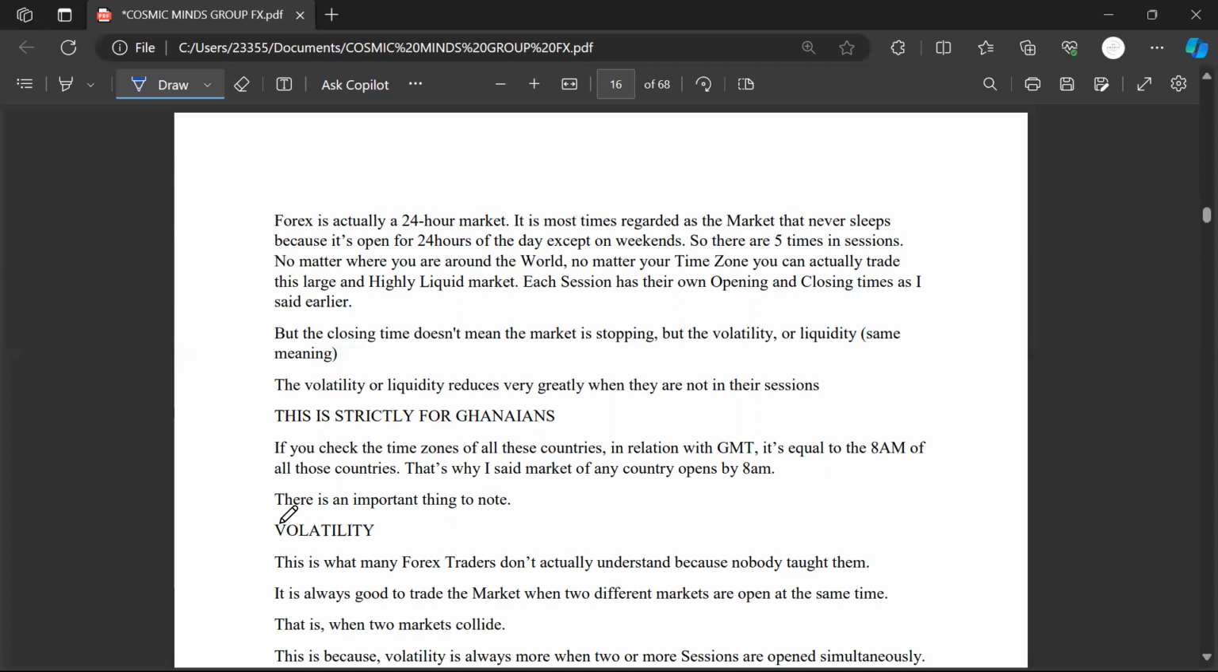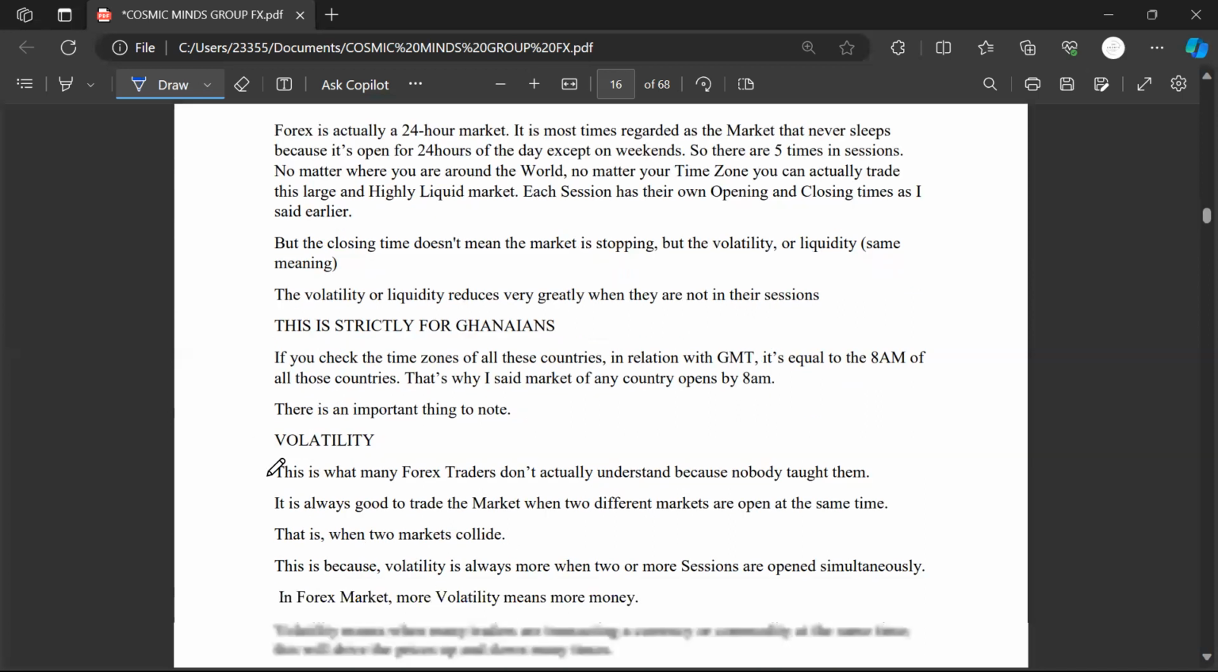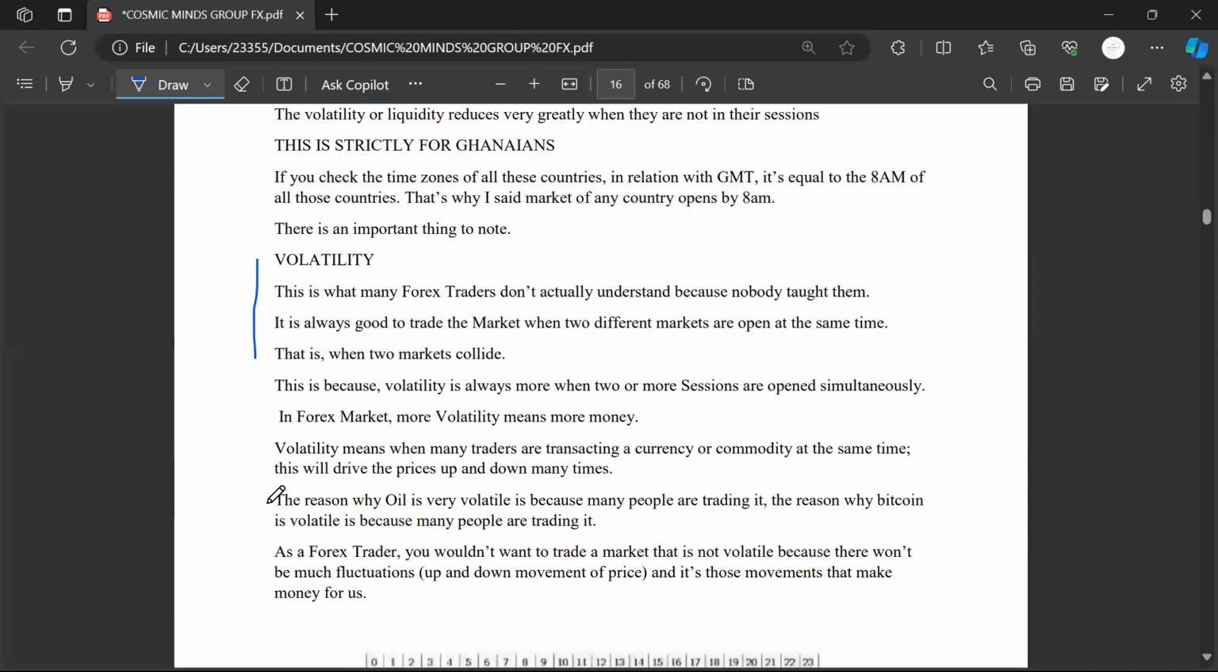We also look at that, right? So when more markets open, there's great volatility, more money in the system. So that is what we are talking about. I think it's cool. Now, let me move here. Volatility, like I said. Now, this is what many forex traders don't actually understand because nobody taught them. It's always good to trade the market when two different markets are open at the same time. Like I said, that is when two markets collide. This is because volatility is always more when two or more sessions are open simultaneously.